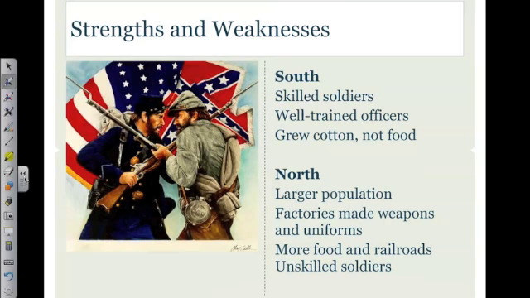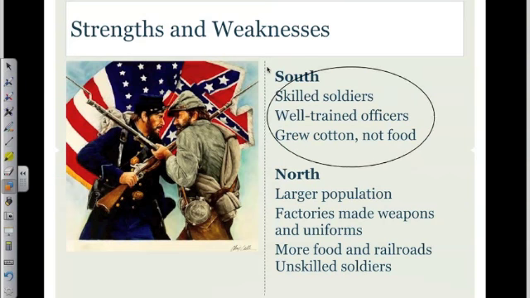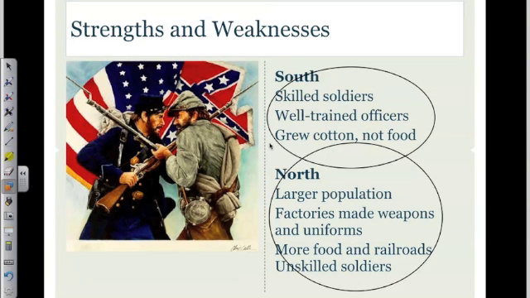So if I were to pull up circles here, I could say the South is one way and the North is another. And the things they have in common are things like both sides need food, they both need clothing and supplies for their troops. But the South, in the war, had skilled soldiers. Their soldiers were trained really well, and they grew cotton. They didn't grow food, which is something that they needed.